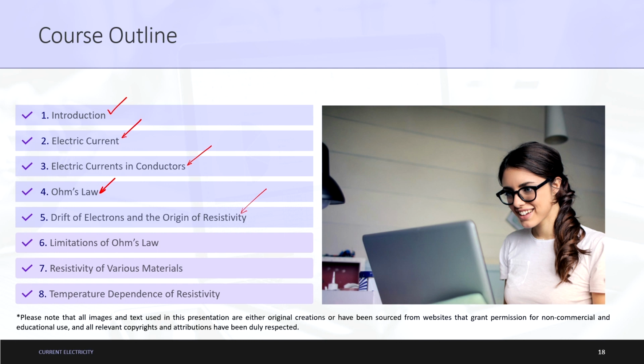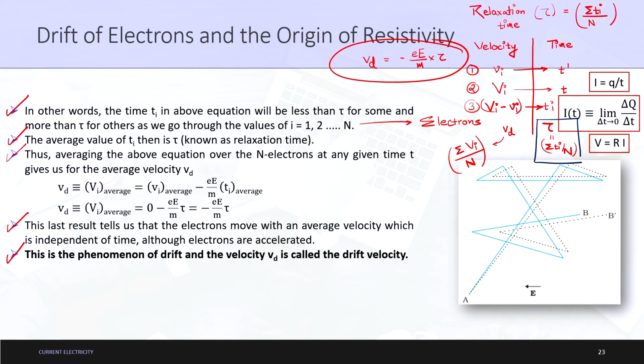This was explained in the previous lecture. There is something called relaxation time, which is tau, equal to the sum of ti divided by N. So this was the phenomenon of drift velocity. For now, please remember, let me explain again. Let me make a small timeline here. Let us say this is some time t, this is some time t dash, this is time ti, let us say the velocity is capital Vi here, and the velocity is small vi here.